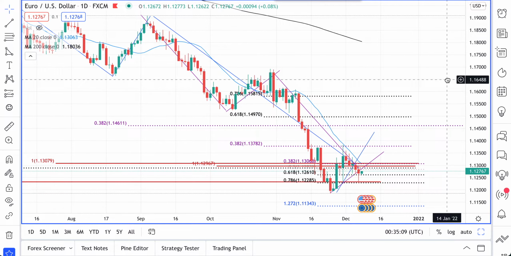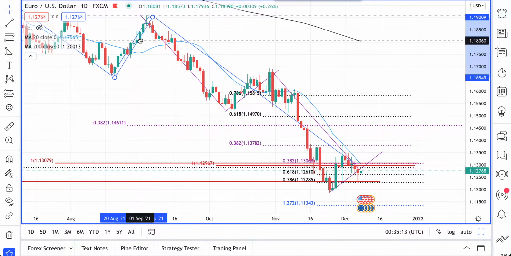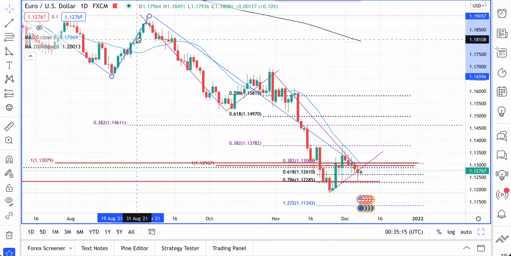So it's possible that what the price might do is what it had done. It had made a correction to about this much in its previous kind of leg lower.